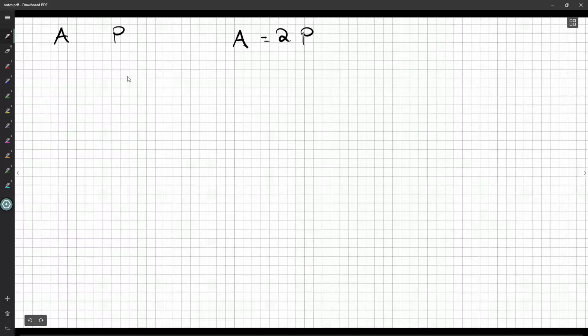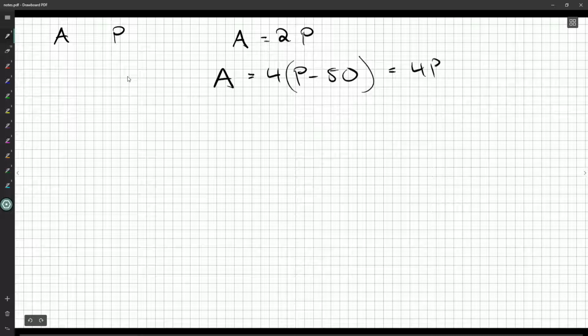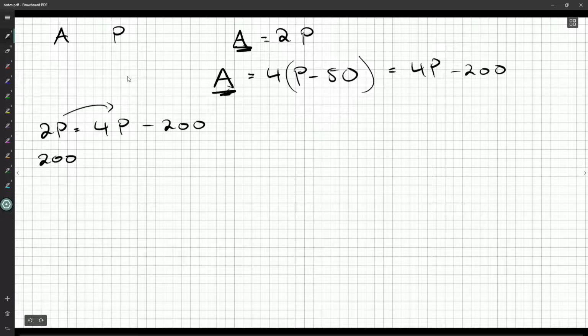So if we lose 50 pears, we've gone down by 50. Nothing's happened to the apples, but now it's a 4 times ratio. We could expand this out and say 4P minus 200. Now we've got 2 expressions for the number of apples, so we could say 2P is 4P minus 200. Bring the 200 over to this side, bring the 2P over. So 4P minus 2P, we'll be left with 2P here. Divide by 2, and we can see that we've got 100 pears. Or rather, Peppa has 100 pears.